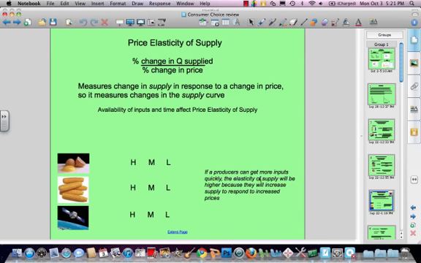And the explanation here, quickly: if producers can get more inputs quickly, the elasticity of supply will be higher because they will increase supply to respond to increased prices. If they can't get inputs quickly, like in the case of a satellite, the elasticity of supply will be relatively lower.